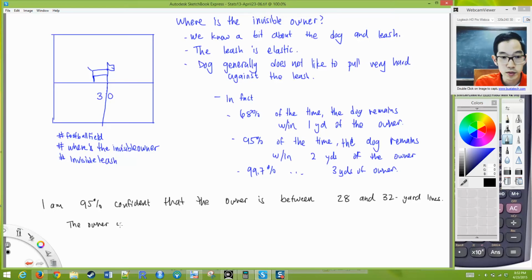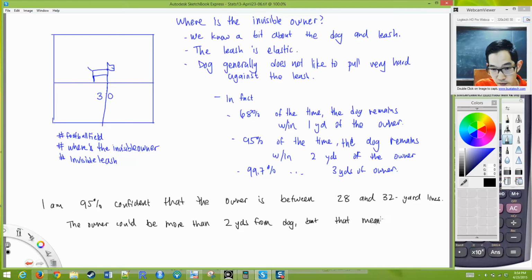So would that rare moment be considered an outlier? Well, outliers generally are individual data points in the context of a larger data set. So if you just have one isolated event, it's hard to say an outlier, but you could just say it was an odd, unexpected event, I guess you could say. Okay, so the owner could be more than 2 yards from the dog, but that means this photo was taken at an unusual time.